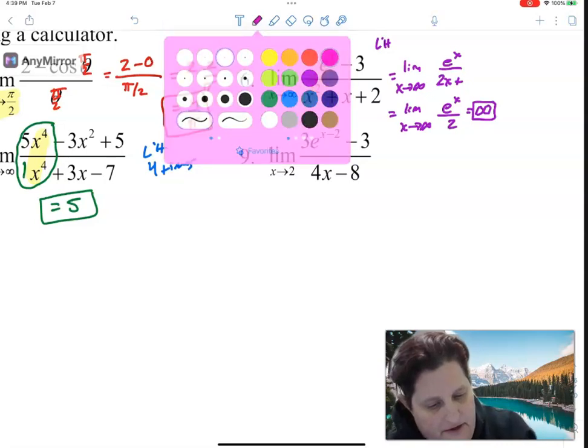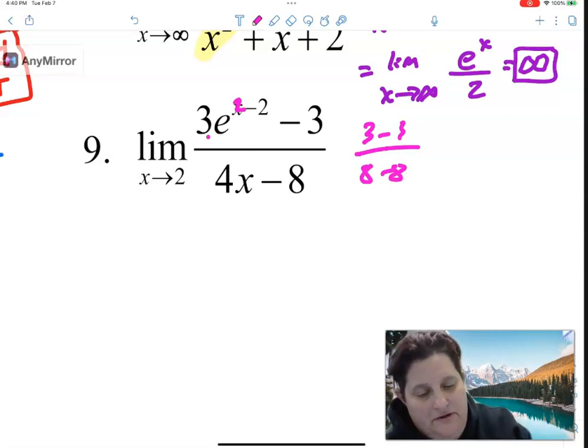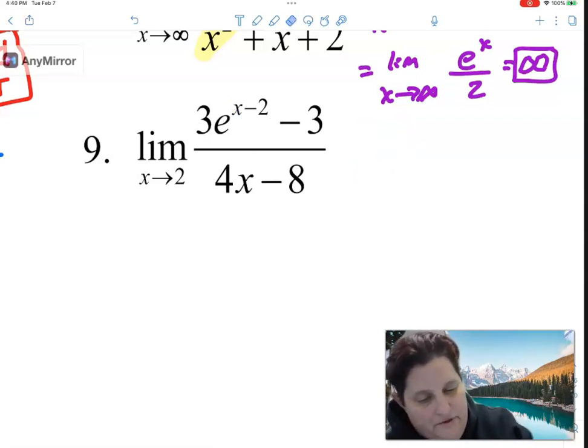Let's see here, last one here. Let's look at it: if I plug in 2, I get 3 times e to the 0, which is 3 minus 3. And if I plug in 2, I get 8 minus 8. So this goes to 0 over 0. All right, cool.